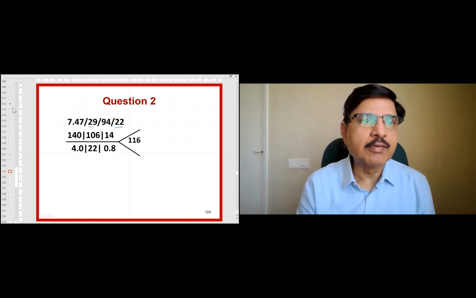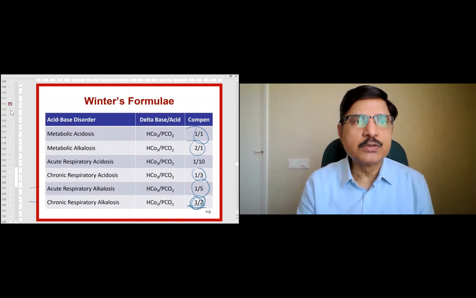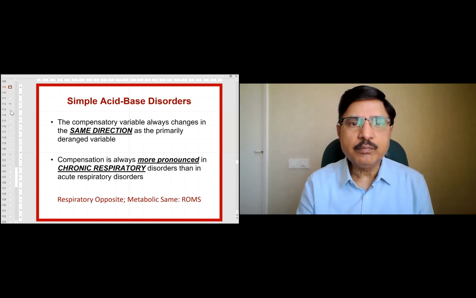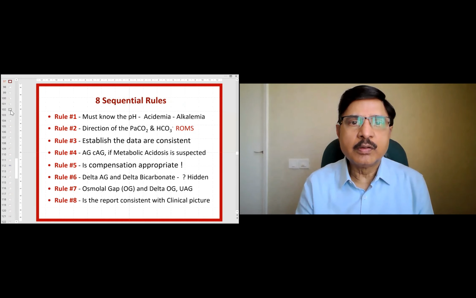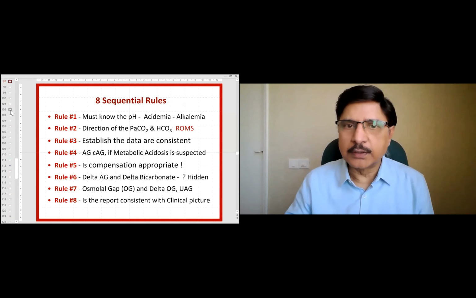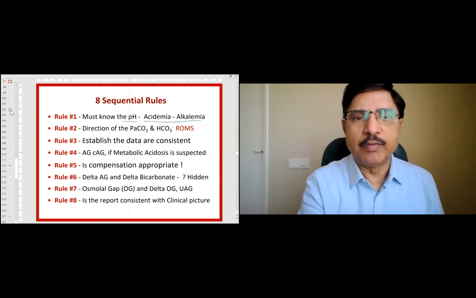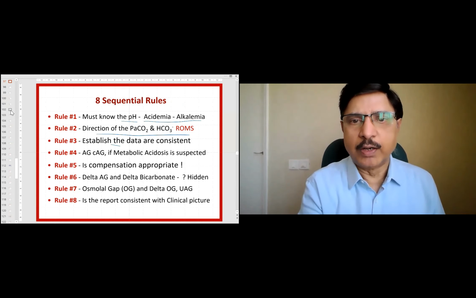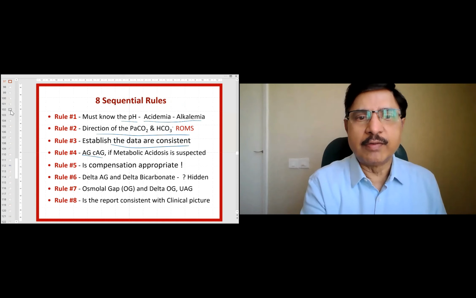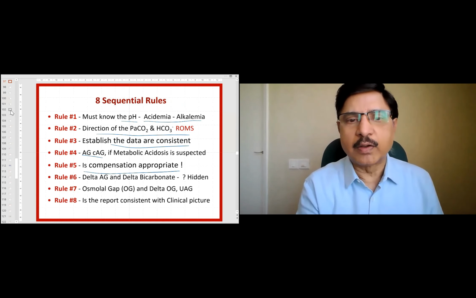So let us see whether we have used those 8 rules always. Let us see the rules once again. We are looking at the pH all the time, and at the acidemia and alkalemia also. We are looking at the direction of the primary and secondary variable. We are looking at the consistency. We are working out the anion gap and delta anion gap, and we are looking at the compensation.